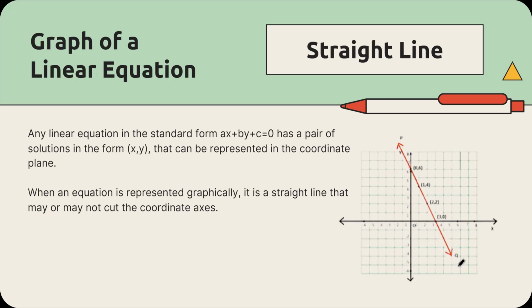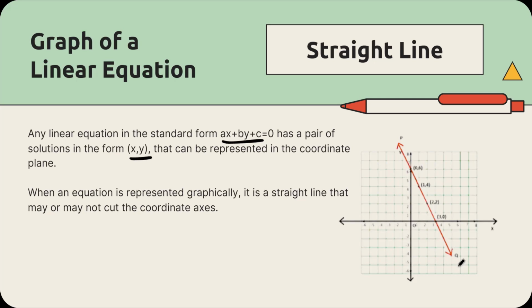From the standard form, we have ax plus by plus c is equal to 0. So what are the solutions of ax plus by plus c? Different solutions for x and y, like (0, 1), (1, 0), (-1, 2), like that, right? So this can be represented in the coordinate plane, correct?